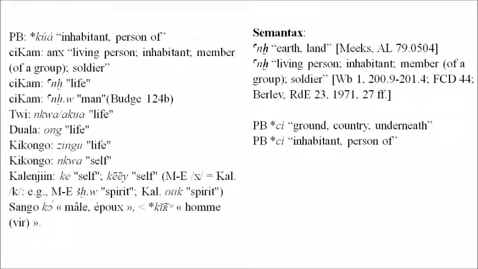The root of Ankh is actually monosyllabic. It's actually this K sound. And this K corresponds also with Bantu Chi or Ki. This is a palatalized variant of the word Ki. And so Ke or Ki became Chi. And just like what we find in ancient Egypt, earth, land, Proto-Bantu Chi, ground, country, underneath. Chi, inhabitant, person of.